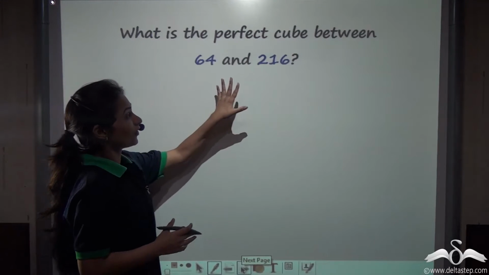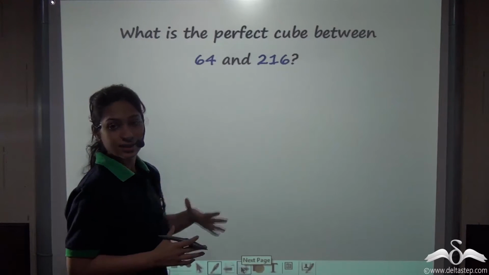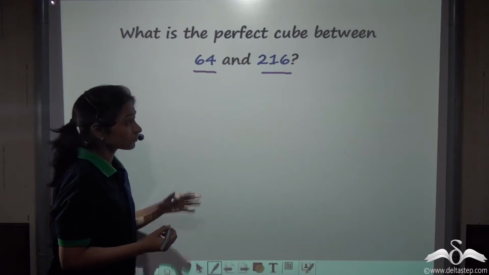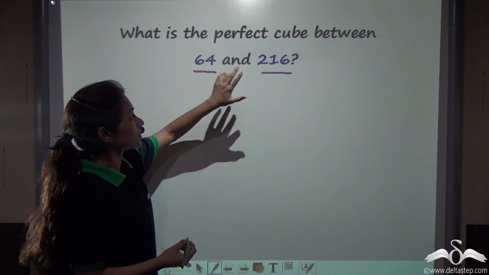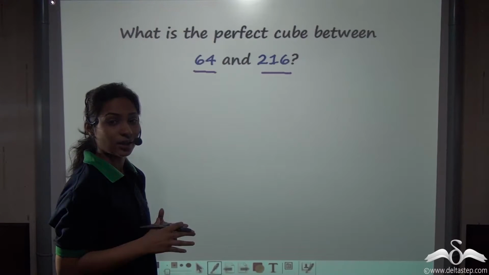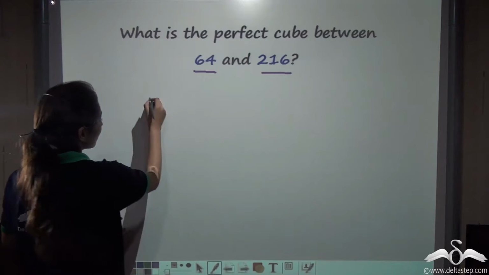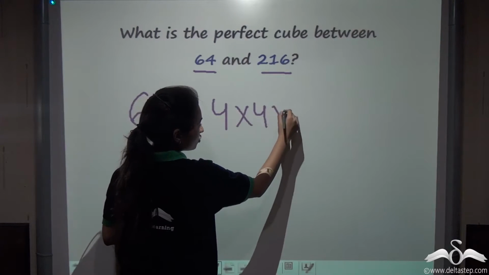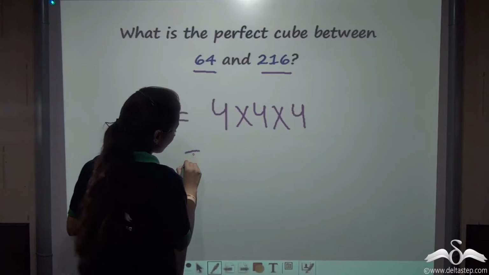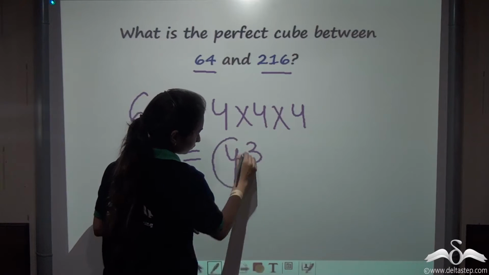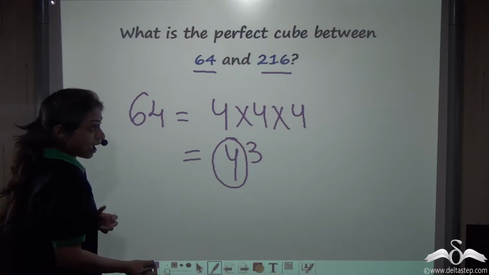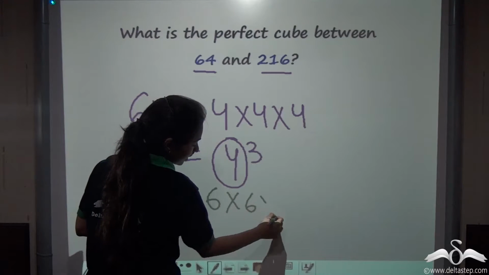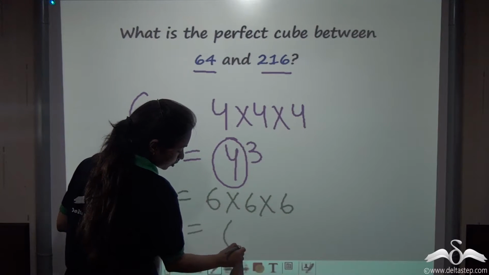See, what is the perfect cube between 64 and 216? We have told you that these two are perfect cubes. Now you have to find out the perfect cube between 64 and 216. Find it out. Well, 64 can be written as 4 into 4 into 4, or 4 cube, and 216 can be written as 6 into 6 into 6. That is what? 6 cube.